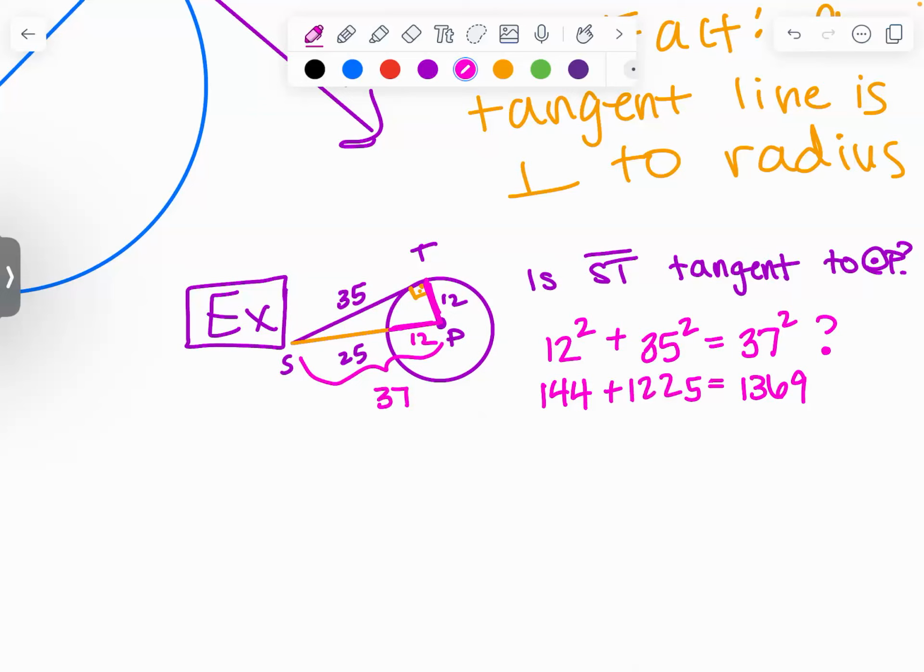Got it. Okay, so does the Pythagorean theorem work? Since this is a right triangle, then yes, ST is tangent because we know that that's a right angle.